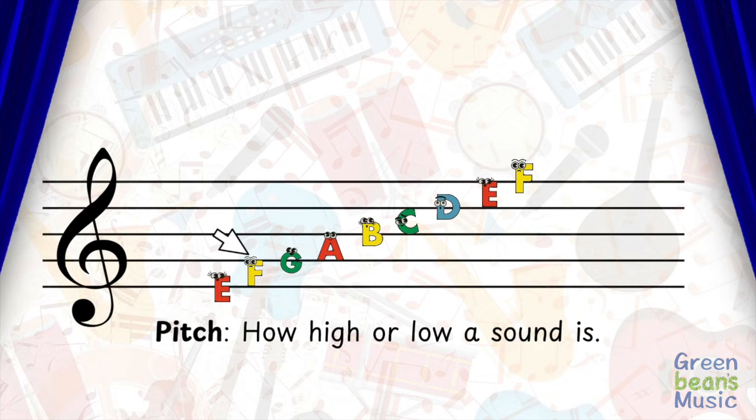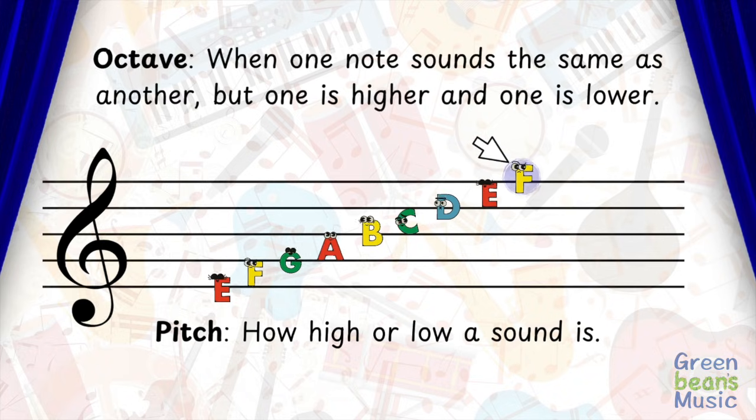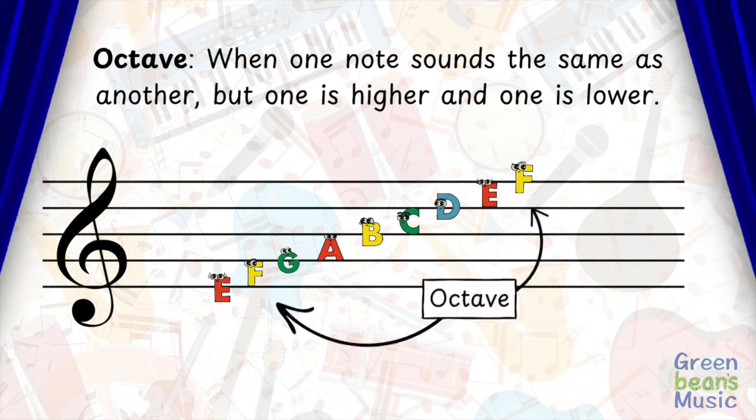The lower F sounds like this, and the higher F, just from looking at the screen, you can see that the F at the top of the staff is higher. Although they sound the same, this one has a higher pitch. The difference between these 2 Fs is called an octave. And that's when one note sounds the same as another, but one is higher and one is lower.